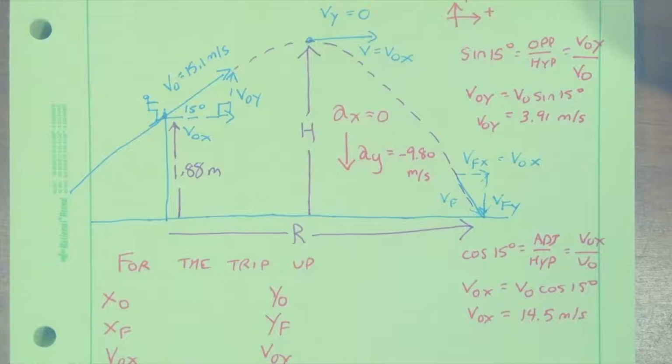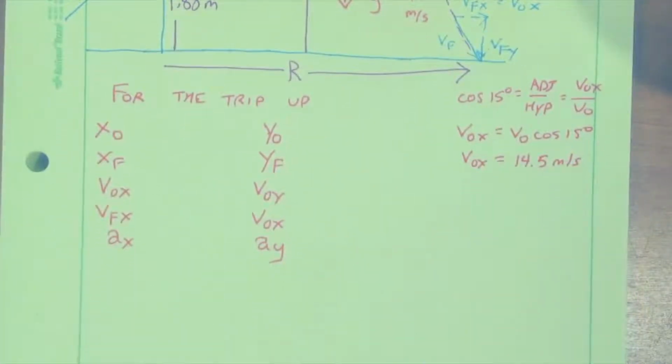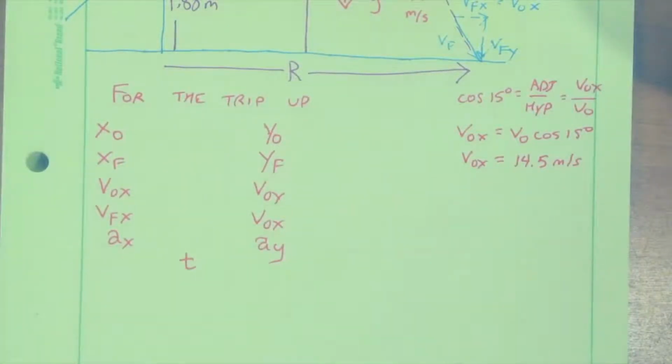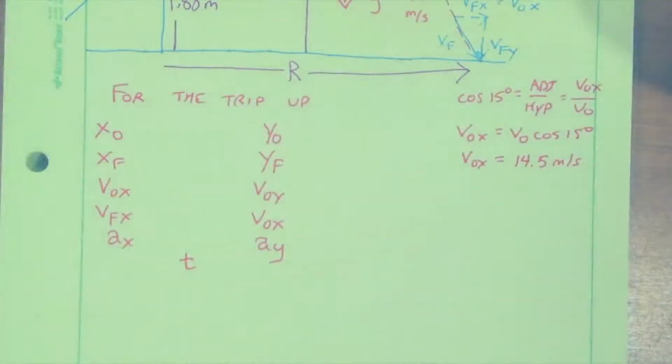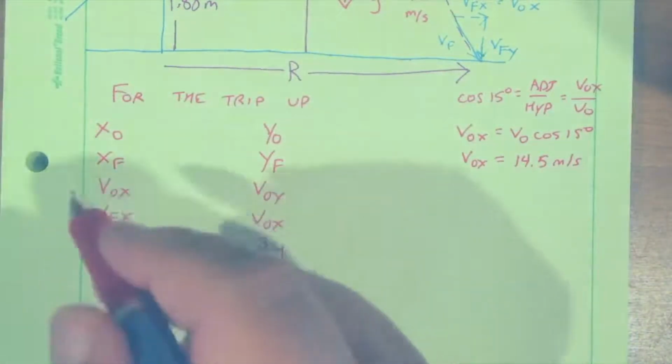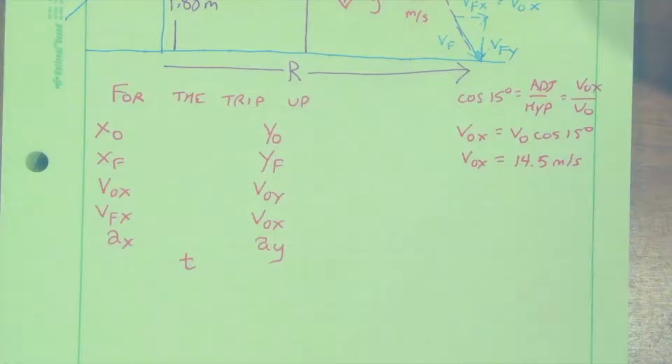And so we can start to fill out our data table here. We look at these 5 variables. Time is common to both of them, so we don't have to separate that out. But we do have to separate out all these others: the initial x position, the final x position, the initial x velocity, the final x velocity, and the x acceleration, and those similar quantities in the y direction. We must separate them out. So we fill in this table.